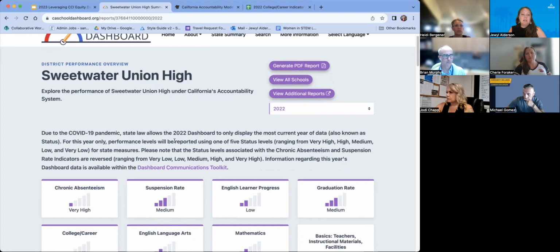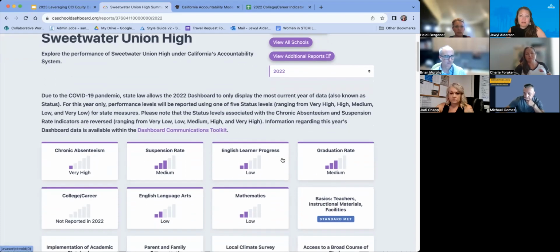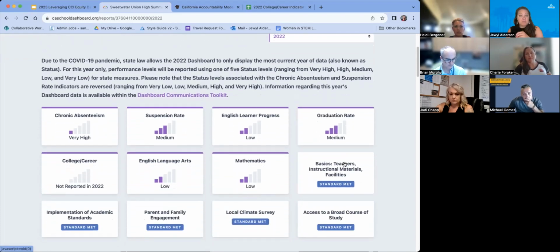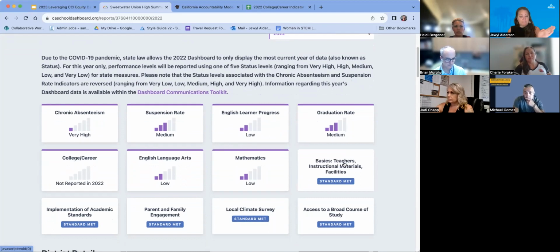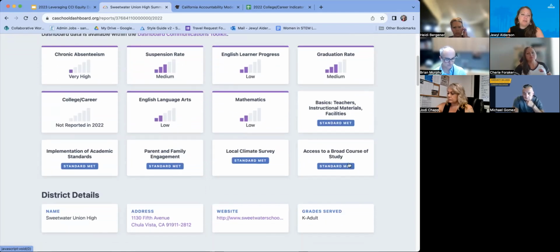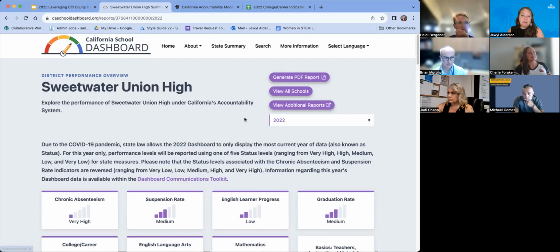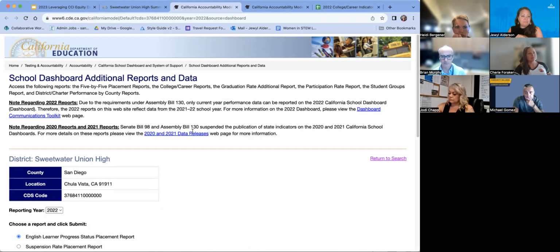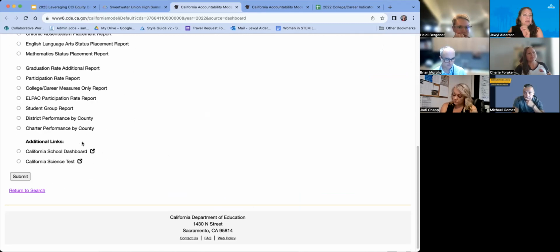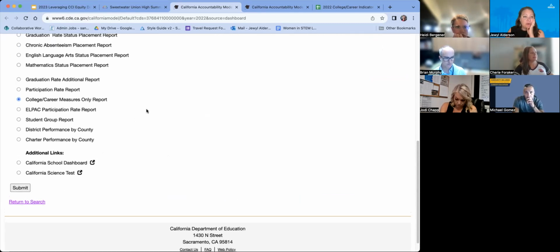So if I go here, I can see, like I talked about earlier, they have all of the little bar graphs, which is your status. Those speedometers will come next year. But we're not actually that worried about this because I told you CCI is not on here this year. This is the magic button, view additional reports. If you click that, you're going to come down and click the college career measures only report, right?